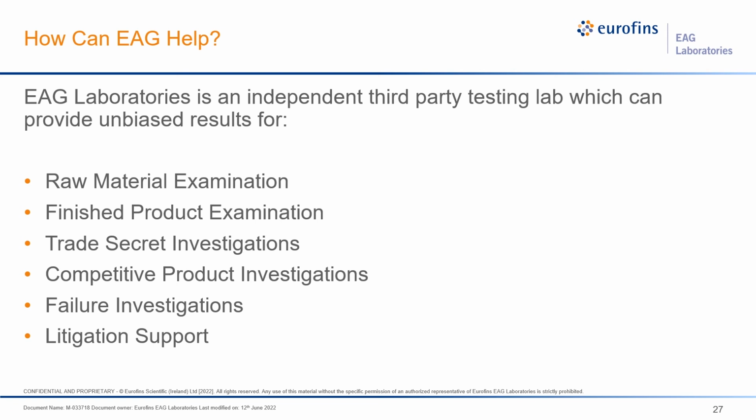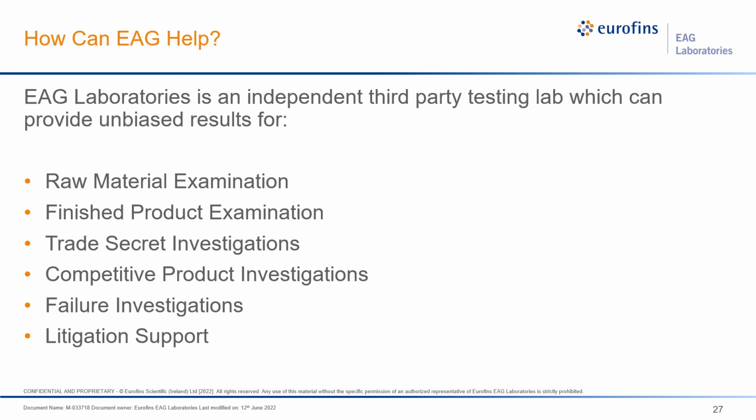There are many steps in the life of a polymer, starting from raw materials through finished materials. How can EAG help you? We are an independent third-party testing lab, and we can provide unbiased results. We can do your raw material examination. We can examine your technical data sheet. We can look at finished product examinations. We can do trade secret investigations. Has somebody violated what your product is? Or, in the case of some situations, as I previously mentioned, we can deformulate your own product to see how hard it will be to get the trade secrets.